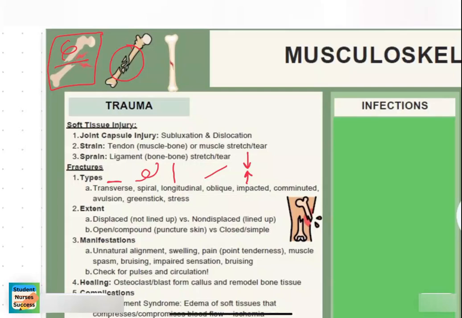A greenstick fracture is an incomplete fracture, and this kind of shows that, where it doesn't go all the way through the bone, but there's definitely a fracture there. And then a stress fracture is where you do have some injury to the bone, but it's not as much as a greenstick fracture.